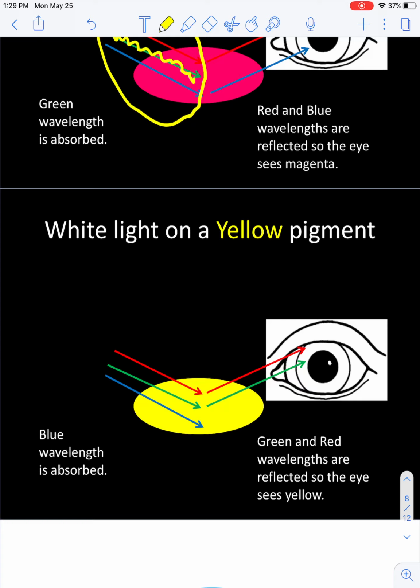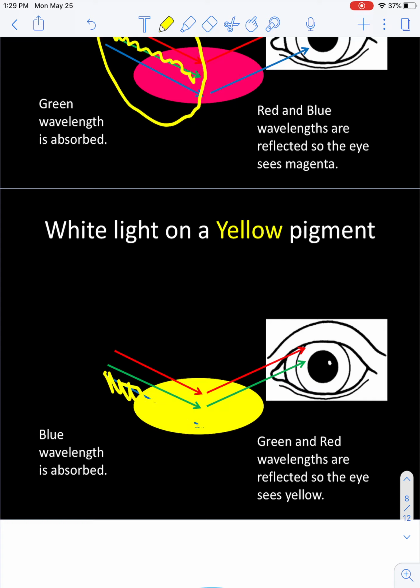And white light on a yellow pigment. Again, we need to know our additive theory. We need to know how different light colors combine to get yellow. That is a combination of red and green light, which again is just weird, but that's the reality. So those are the two colors that will be reflected. We see yellow, so the one that's subtracted away or absorbed is the blue.